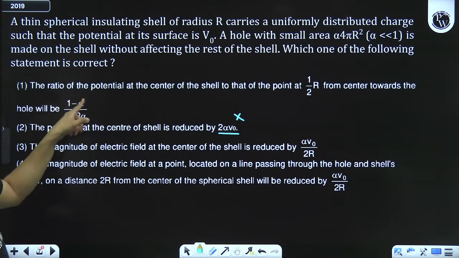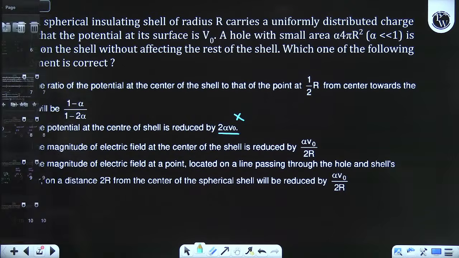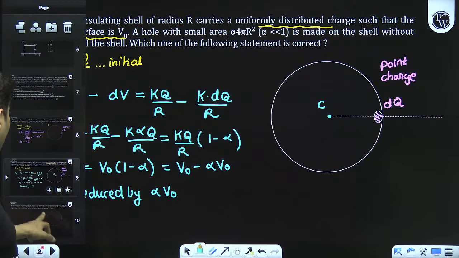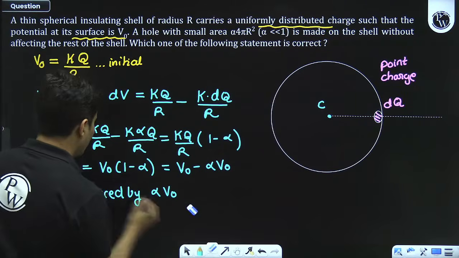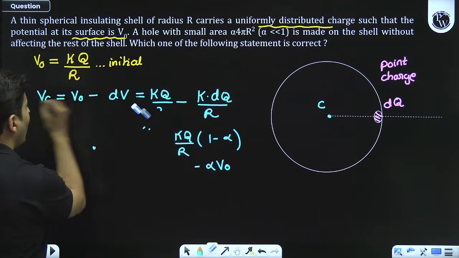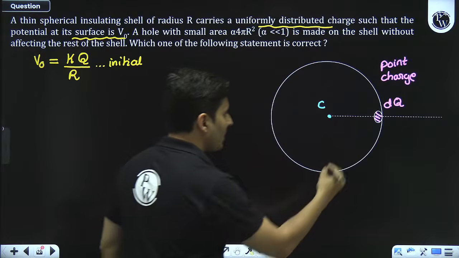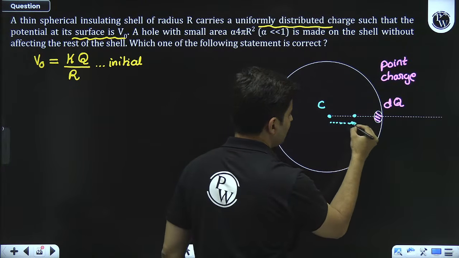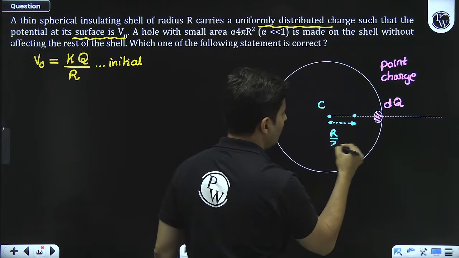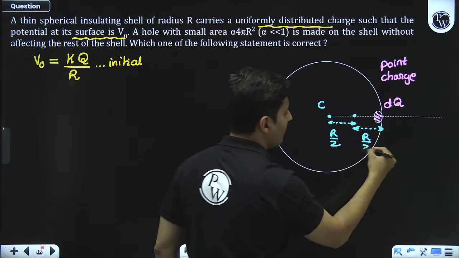Now what about this? The potential at the center we figured out. What about the potential at r by 2? I think that also we can figure out. It's not a big deal at all. So how do we find the potential at a distance of r by 2? Come on guys, this is that point which I'm talking about. This is at a distance of r by 2. Naturally, even this distance will also be r by 2.